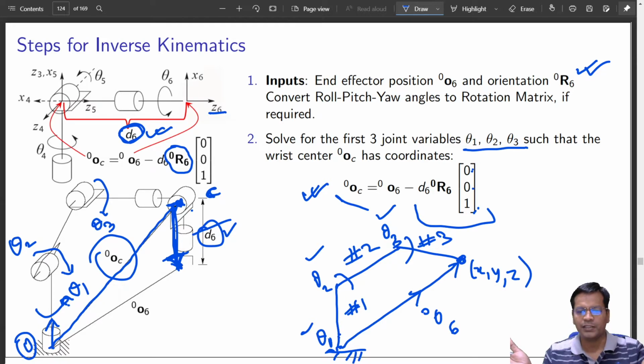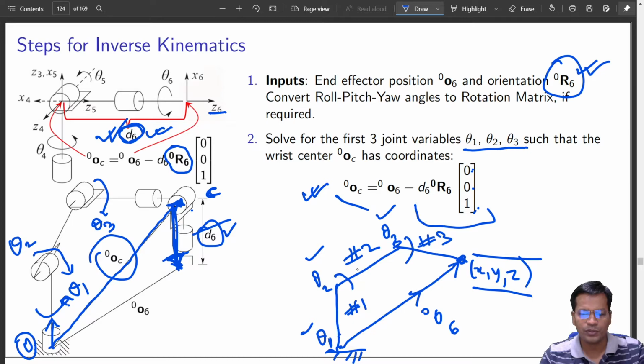So after partitioning, I got x, y, z. What I have used is this and the last link length d6, and I found out this location xyz. I have used our earlier solution of the 3R spatial kinematics, the inverse kinematics problem, and I solved for joint angles theta 1, theta 2 and theta 3. Done. Now move ahead.